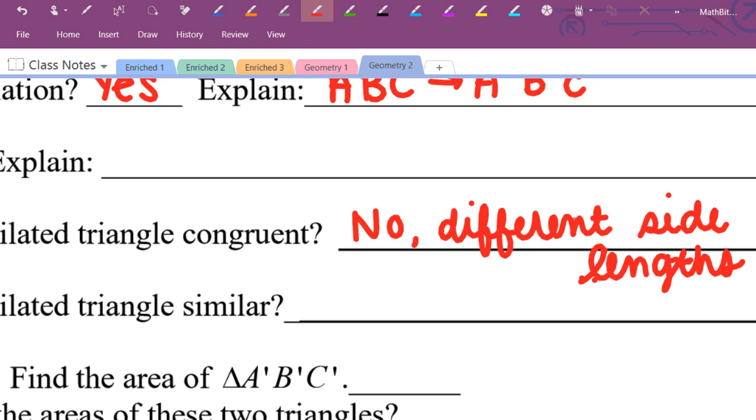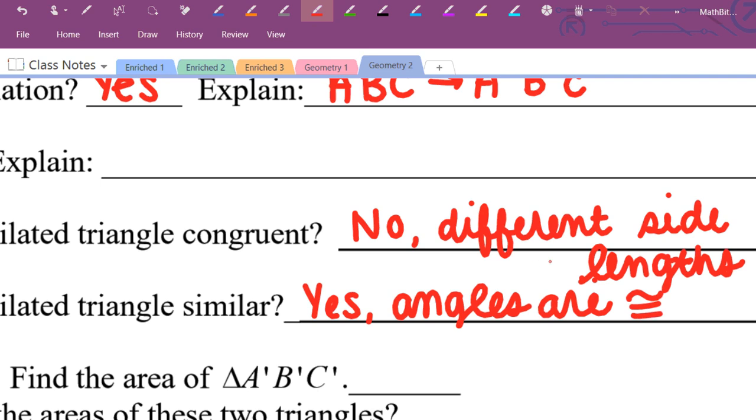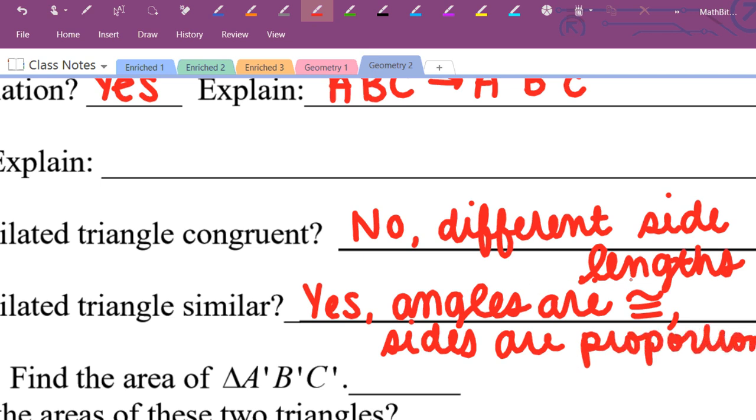proportions, yeah. So, what we know, are the two triangles similar? Yes. The reason being, angles are congruent, and the sides are, I'd say the sides are proportional or proportionate to each other.